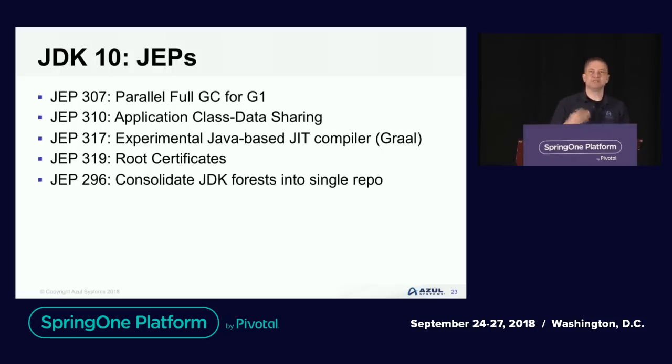Application class data sharing is a nice feature. That's one of the things I said was previously a commercial feature in the Oracle JDK. What that does is it allows you to start your application up, and when the JVM starts, it has to load all the classes that you need, and then it has to build some internal data structures. Application class data sharing will allow you to do that and then say, okay, dump those data structures into a file.